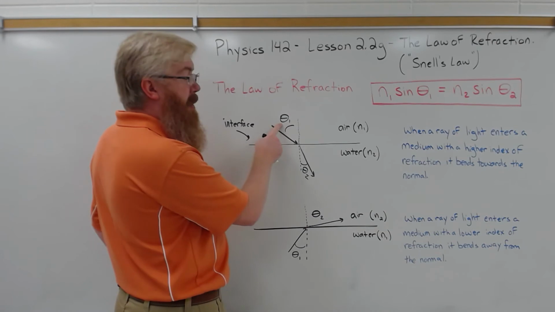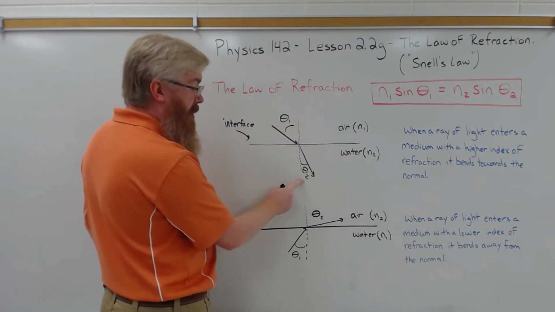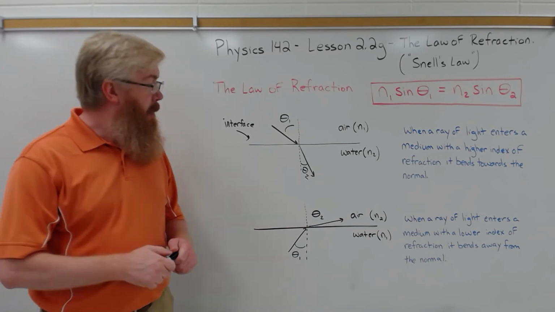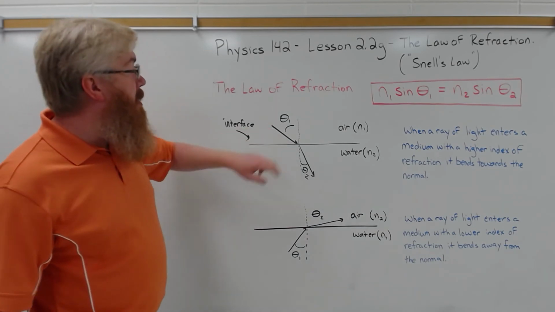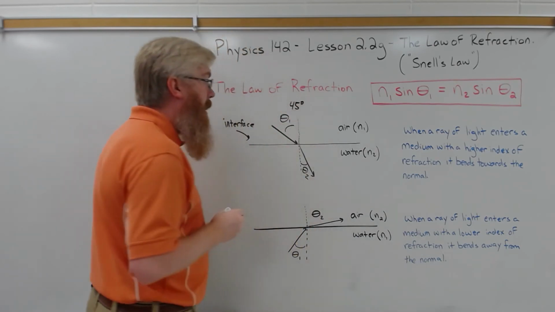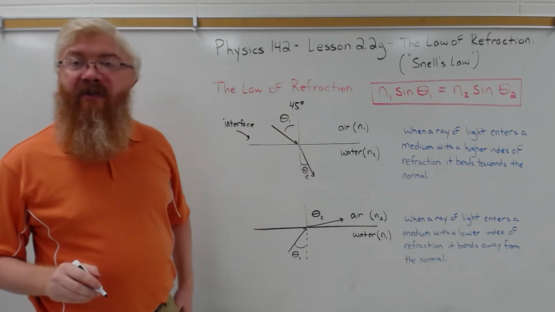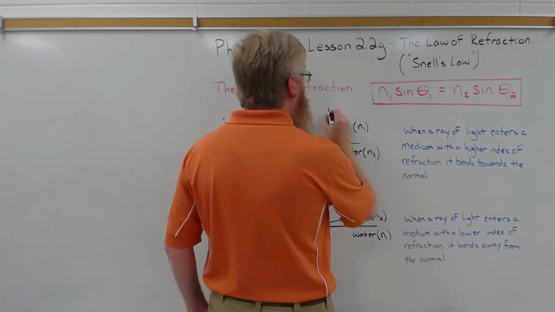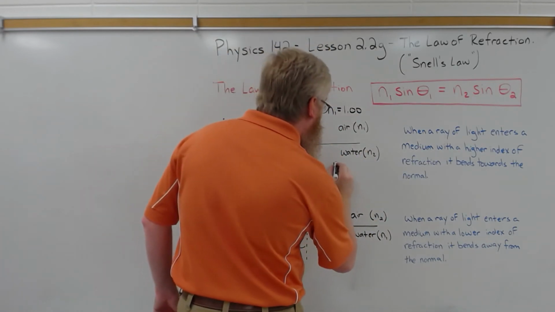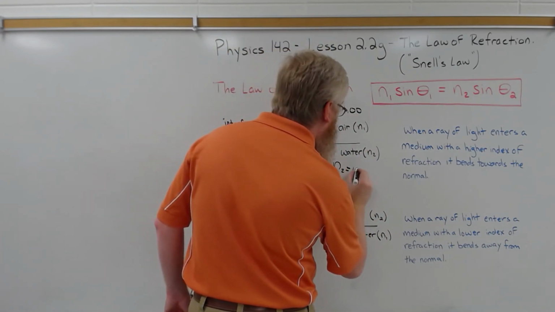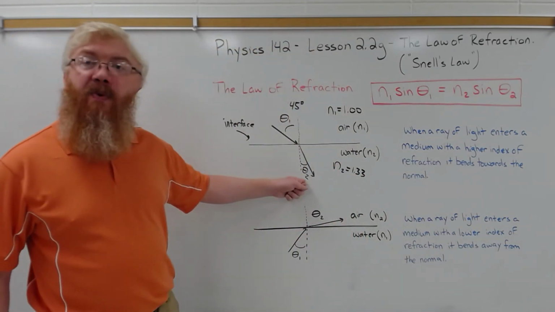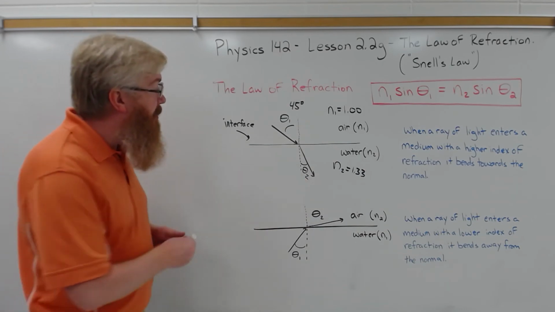So theta 1 is the angle measured in material n1. Theta 2 is the angle measured in material n2. If I know what this incident angle is, let's say it's 45 degrees, and I know what these indices of refraction are, and I do, n1 for air is approximately 1, n2 for fresh water is 1.33, I can calculate then what this refracted angle is, again, measured from the normal.